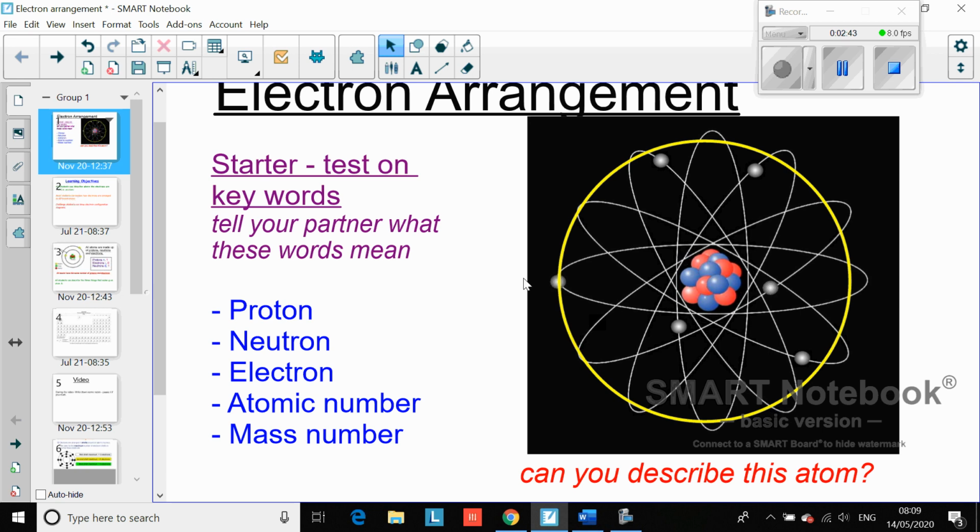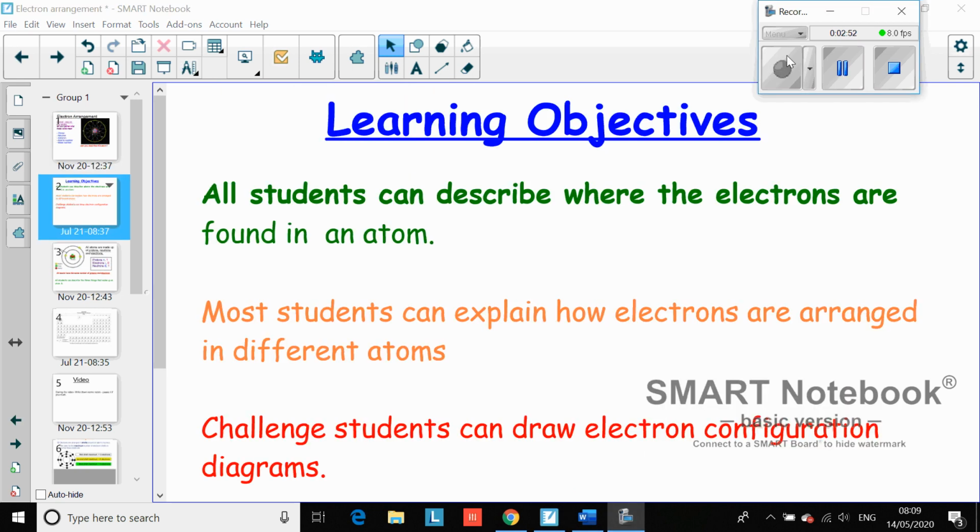Anyway, today we are going to look at how these electrons are placed in these orbits around the nucleus. So today, all of you should be able to describe where electrons are found in an atom. Most of you will be able to explain how electrons are arranged in different atoms, and a few of you will draw electron configuration diagrams. So this is quite advanced stuff.